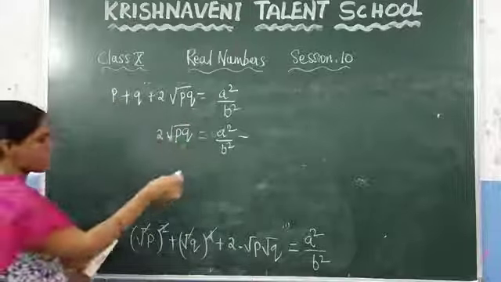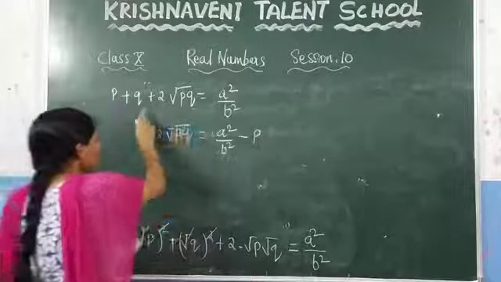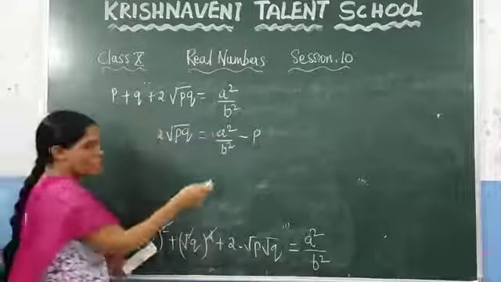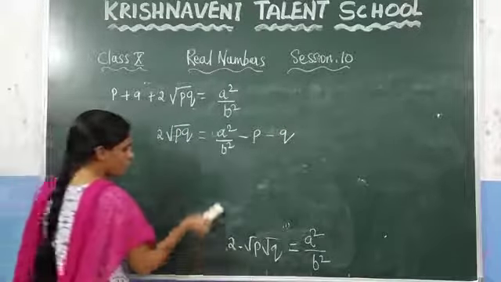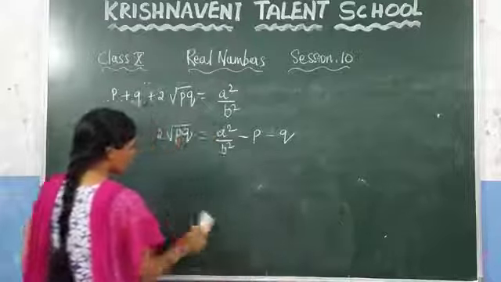If you take it to the right hand side, it will become minus p. Here plus q is there. If you take it to the right hand side, it will become minus q. Now here, after that, take the LCM of these three values.